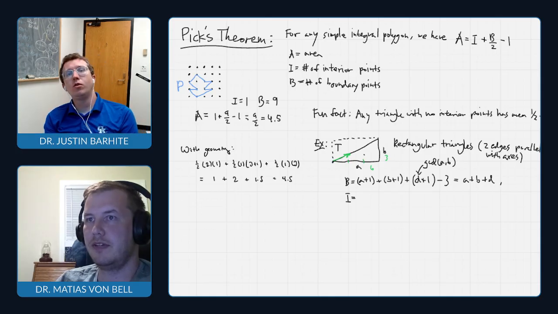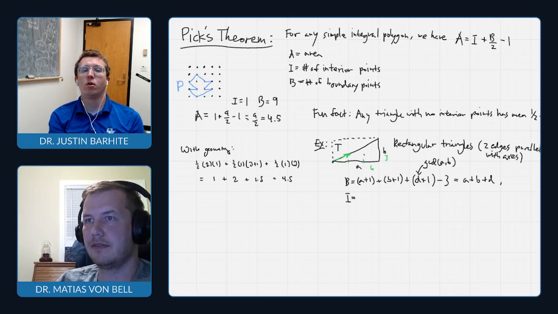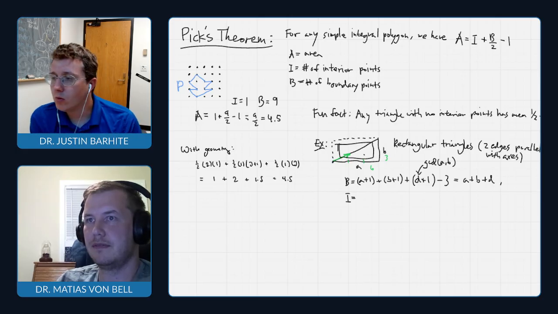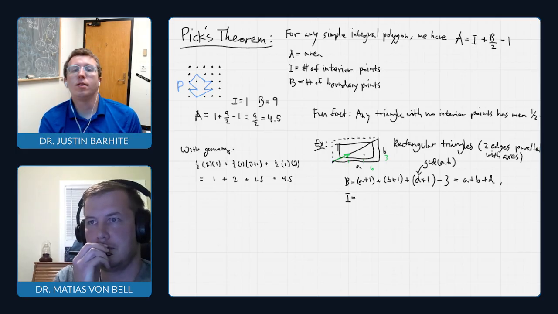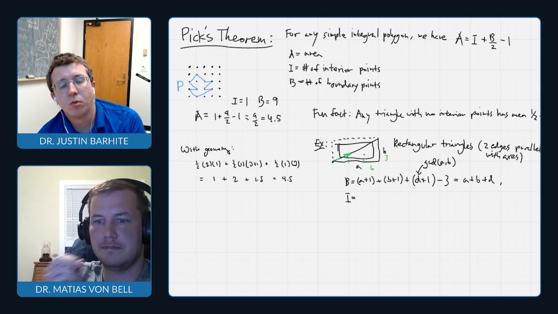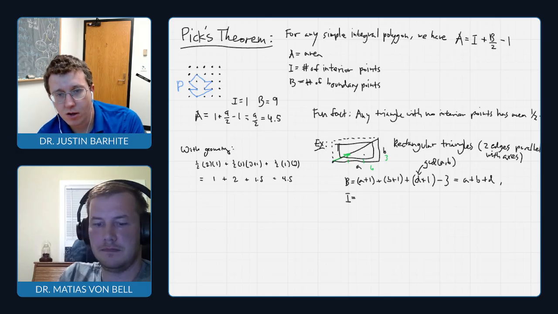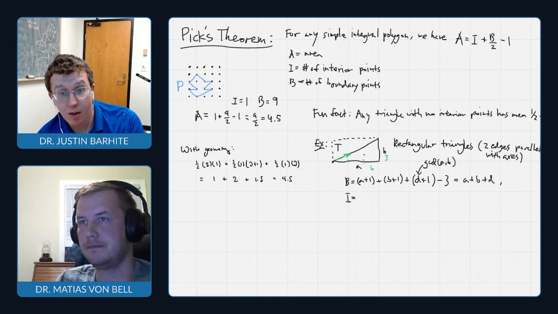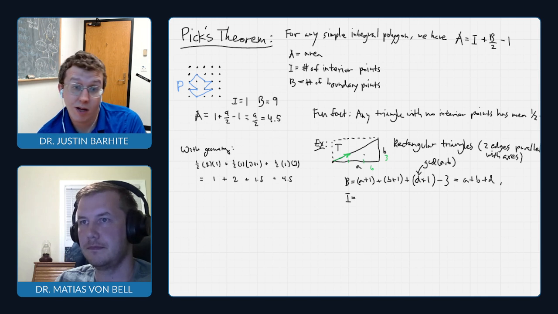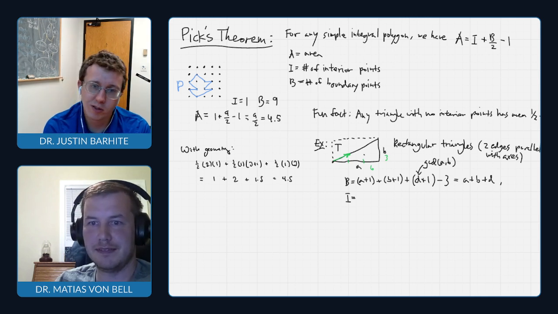And you're talking about the points that are inside the rectangle. And now I need to subtract out the number of points on the hypotenuse and then divide by 2. Exactly. That'll give me all the ones that are interior to the original triangle.